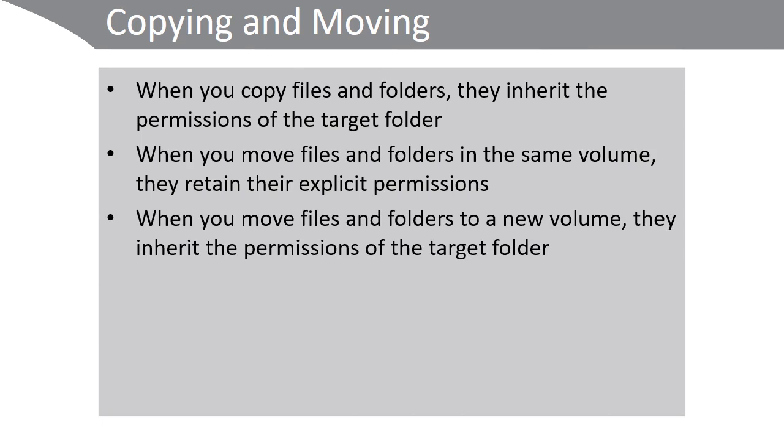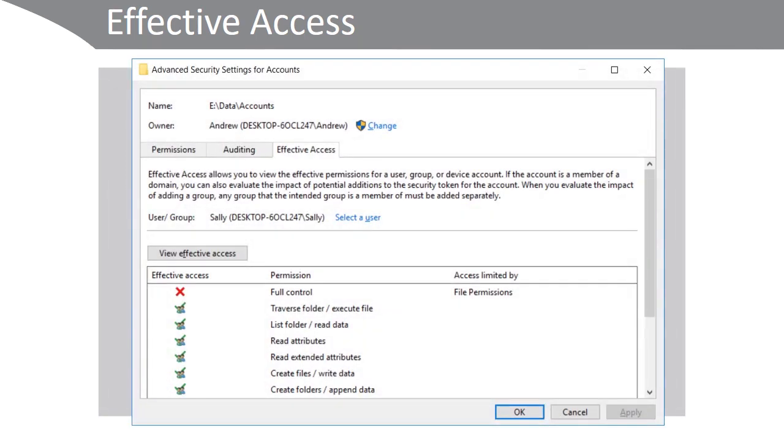Sometimes when you've made these move operations, it can be confusing to work out who has what permissions. So you can use the Effective Access tab to determine that. As you can see here, the folder we're looking at is e/data/accounts. The owner is a user called Andrew. That's the name of the computer, and we're trying to determine what permissions Sally has. She's a user on this computer here, and you can see that she has modify permissions. In other words, everything except for full control.